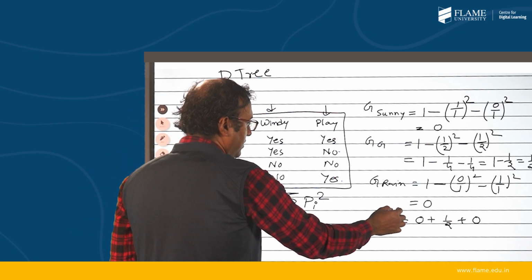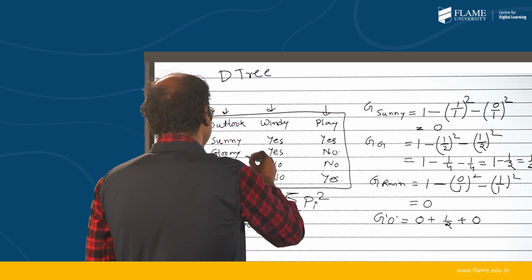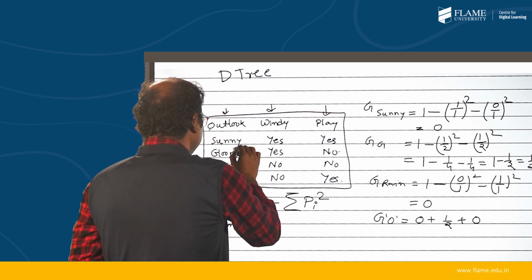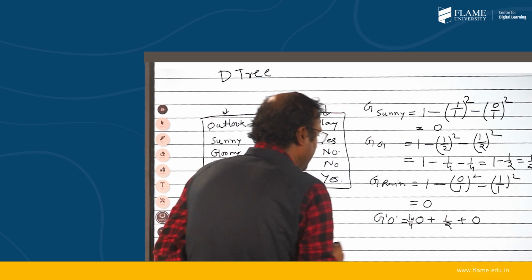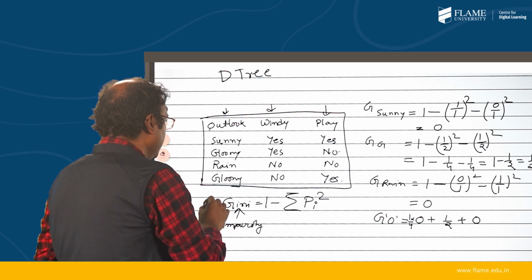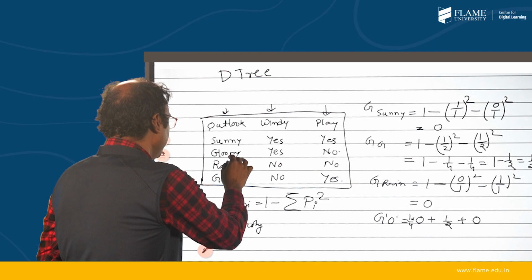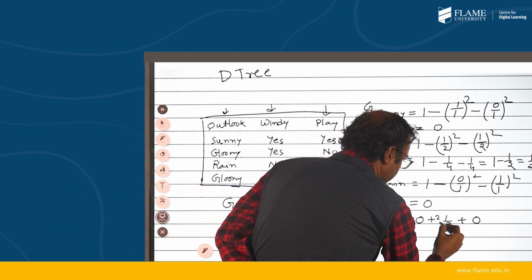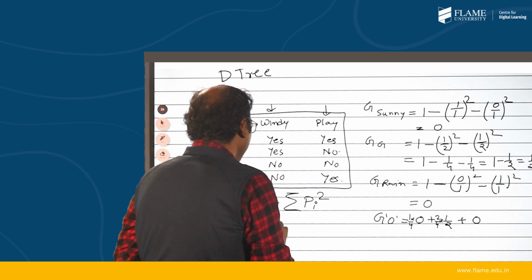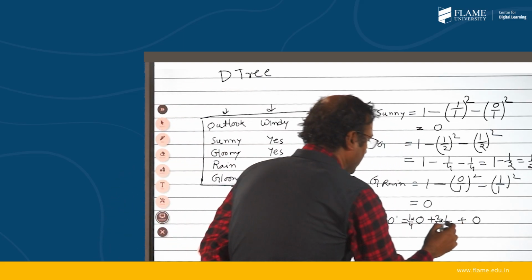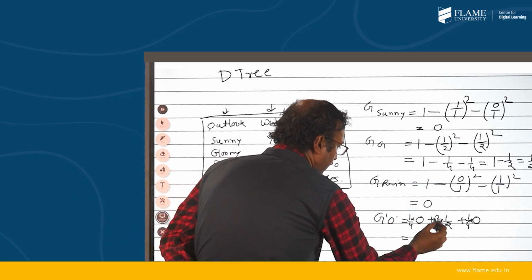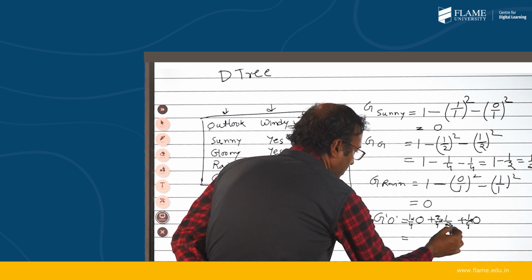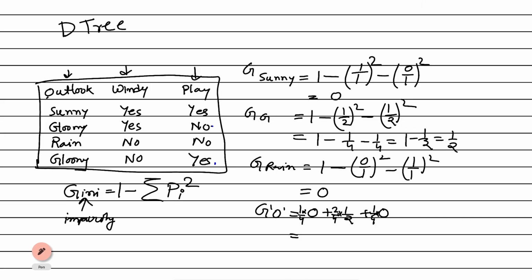And every time I have to multiply by how many times that particular case is appearing. So out of 4 cases Sunny appears only once, so 1 by 4. So you have to multiply 1 by 4 with this. Then the second case is Gloomy, how many times does Gloomy appear? Twice, so 2 by 4. And for Rainy it appears once, so 1 by 4. So definitely the value, if I cancel out this 2, it is 1 by 4.